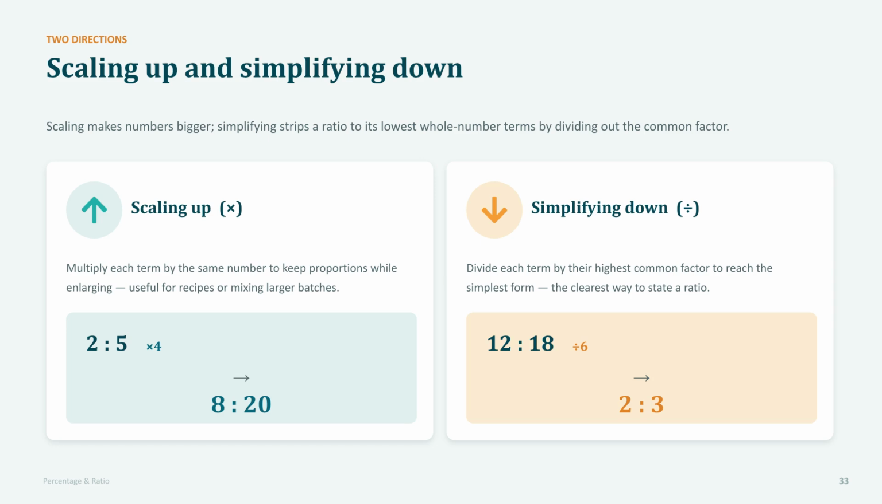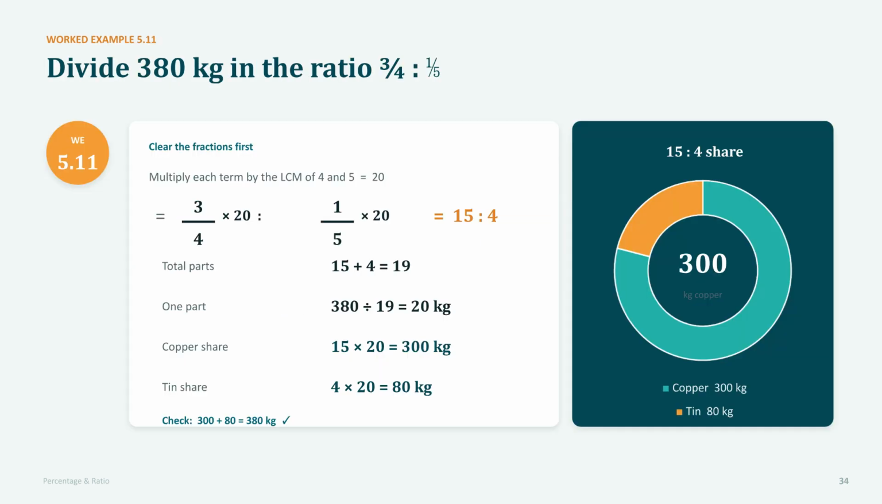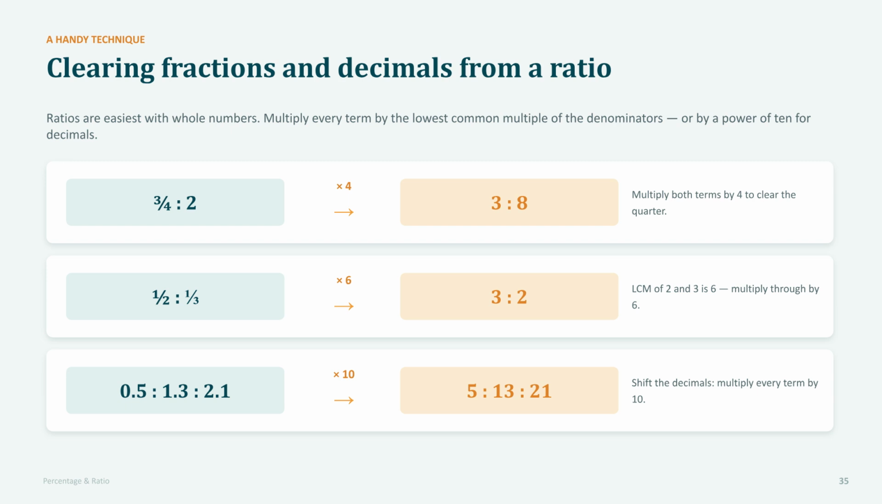Simplifying down involves dividing terms by their highest common factor to express the ratio in its clearest, lowest whole number form. When a ratio contains fractions, clear them first by multiplying every term by the least common multiple of the denominators. This converts the ratio into simpler whole numbers, making the subsequent steps for sharing or scaling much easier to manage. The same logic applies to decimals. To clear decimals from a ratio, multiply every term by a power of 10, like 10 or 100, until you are left with only whole numbers. This keeps the underlying proportion consistent while making the math more intuitive.